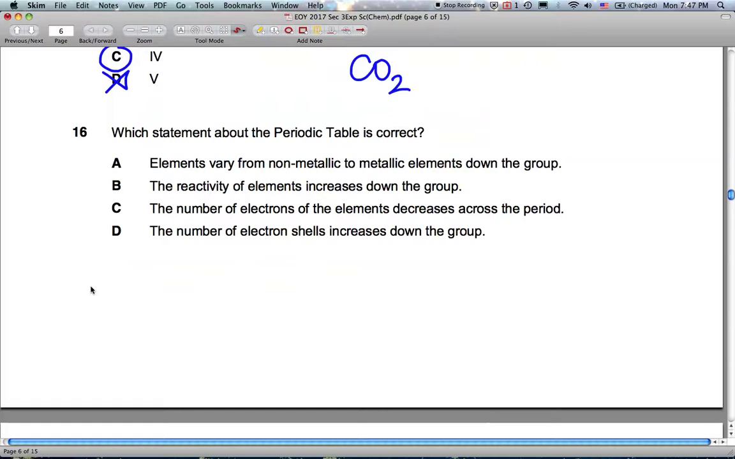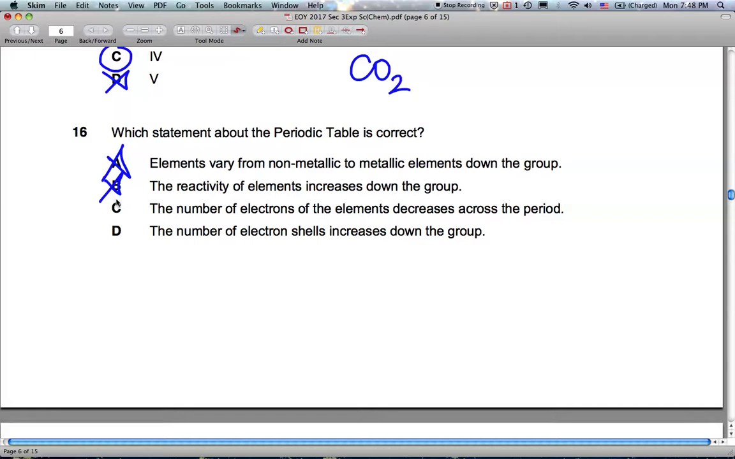Question 16, which statement of the periodic table is correct? A, elements vary from non-metallic to metallic elements down the group. This is incorrect. It's metallic to non-metallic across the period. B, the reactivity of elements increases down the group. So this is not always the case, as seen from the group 7 elements.